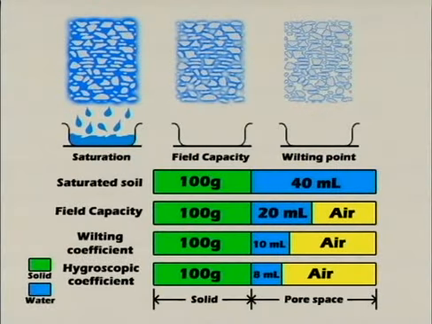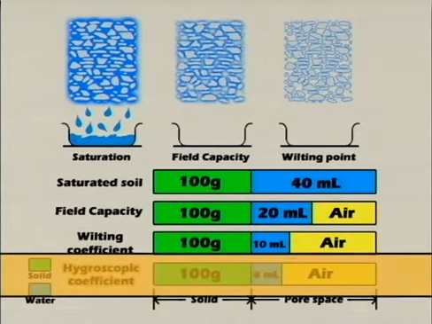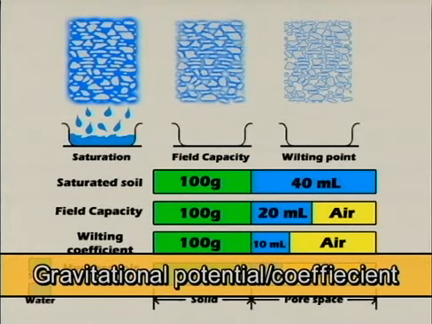When discussing the water content of a soil, we'll be looking at some additional terminology other than what we've already mentioned. We'll be looking at terms like field capacity, wilting coefficient, hygroscopic coefficient, and one which does not appear on this particular graphic, but on the next graphic it will show up, and that's called the gravitational potential or coefficient.